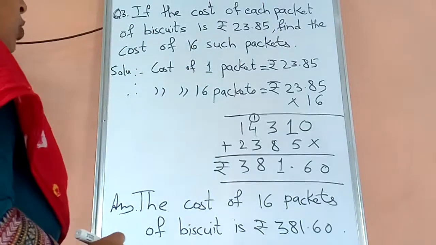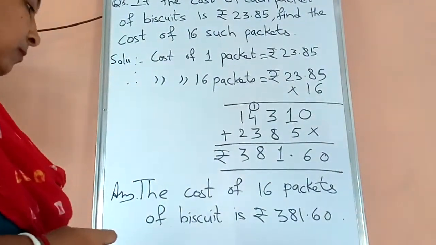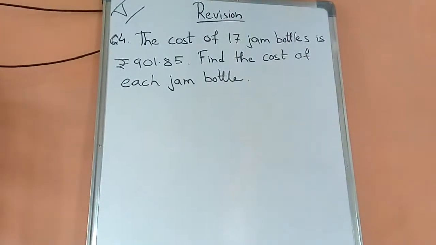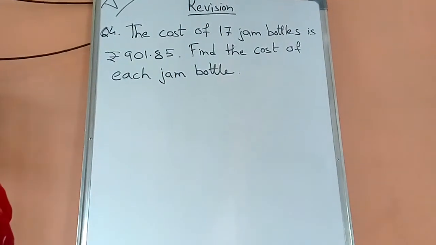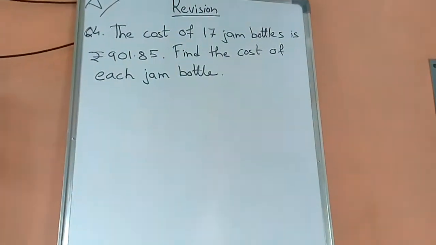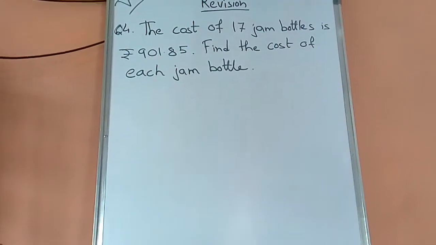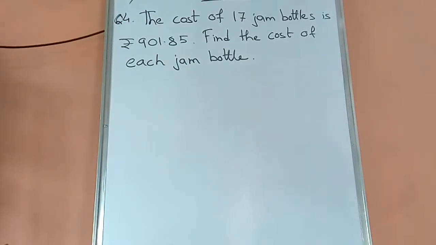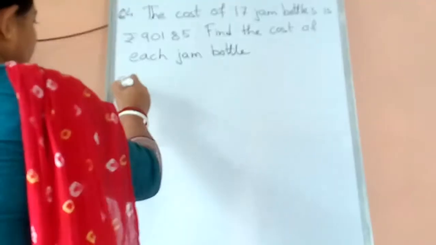Now one more question we will do from the division part. So let's write question number 4. The cost of 17 jam bottles is rupees 901 and 85 paise. Find the cost of each jam bottle. The cost of 17 jam bottles is given. You have to find for one jam bottle. That means the maximum is given, the minimum you have to find. So you will divide. So what will be the statement?